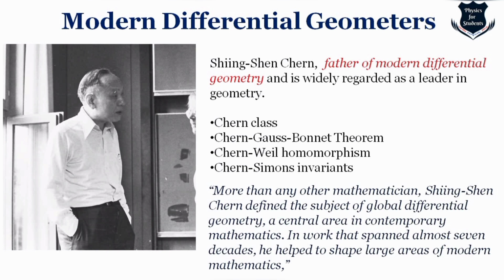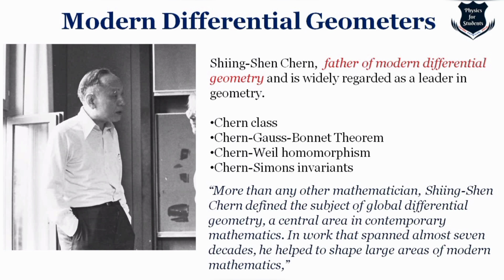His fundamental contributions to differential geometry have been many. As you see, I have listed a few of his contributions which are highly technical to discuss: Chern class, Chern-Gauss-Bonnet theorem, Chern-Weil homomorphism and Chern-Simons invariant. The physics Nobel Prize winner C.N. Yang once said that Chern is on par with Euclid, Gauss, Riemann and Cartan.